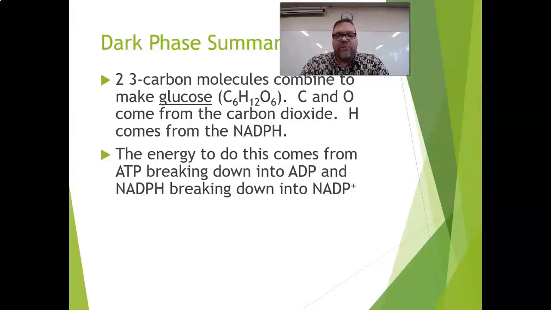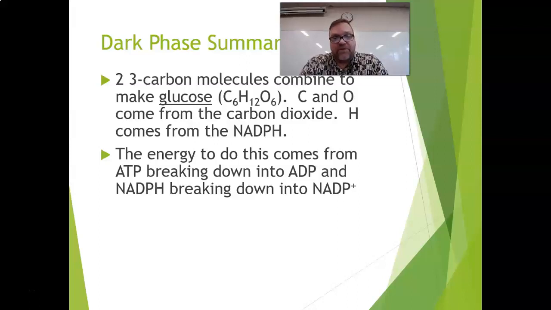Two 3-carbon molecules combine to make glucose, C6H12O6. Carbon and oxygen come from the carbon dioxide, and the H comes from the NADPH. Energy to do this comes from ATP breaking down into ADP and NADPH breaking down into NADP+.